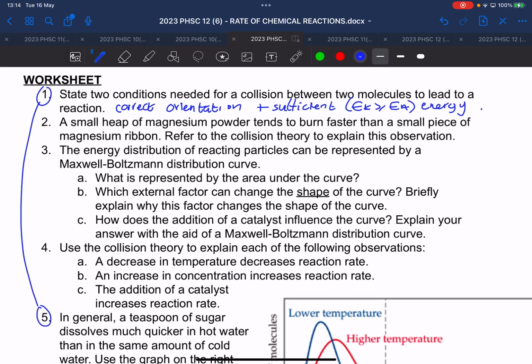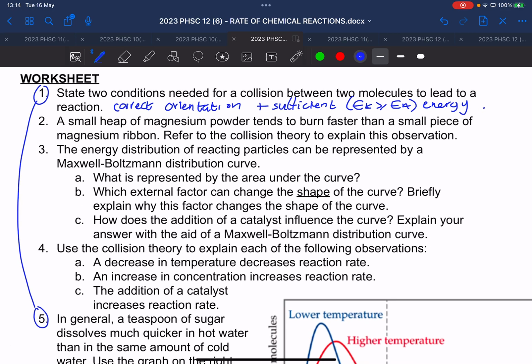Alright, then it says there, a small heap of magnesium powder tends to burn faster than a small piece of magnesium ribbon. Refer to the collision theory to explain this observation. Leakwe, what did you say? When a solid is divided more finely, there's an increase in its whole surface area. Therefore, more effective collisions per unit time, thus rate of reaction increase.